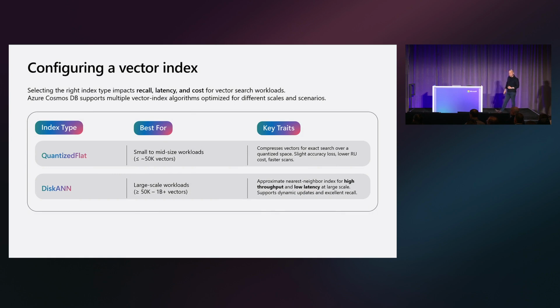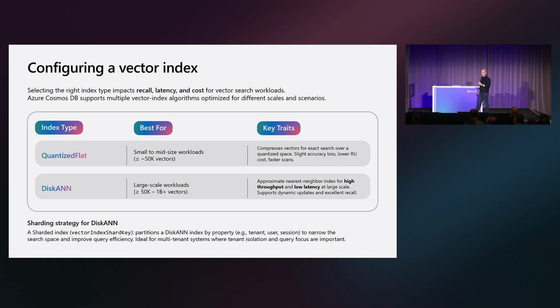We have multiple types of vector indices in Cosmos DB as well. Quantized flat is essentially a compressed version that does a brute force search, and it's good for relatively small scale use cases. For anything larger than about 50,000 vectors or so, you'll want to use Microsoft DiskANN Vector Index, which is our world-class vector index that's used widely in Microsoft itself. And then, of course, we have a sharded version of DiskANN, which allows you to basically create unique vector indices per tenant based on your partition key, right? So if I want to isolate my vector search for even faster and more accurate performance, I can do this at a tenant or user level as well.